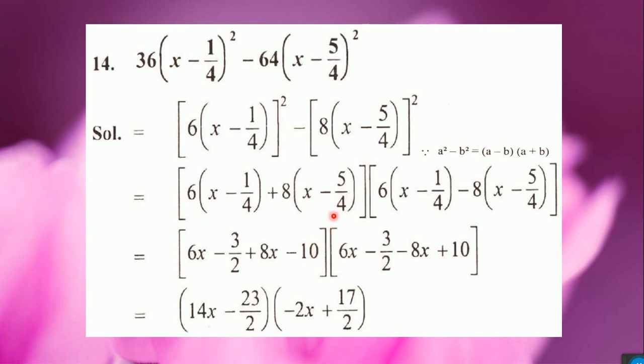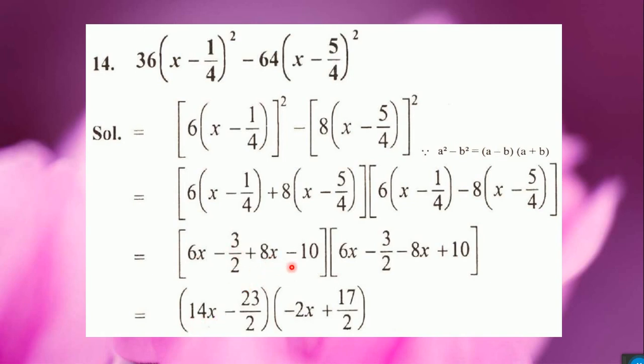After simplification, its answer is minus 10. Now 6 into x, it is 6x. 6 into minus 1/4, it is minus 3/2. And minus 8 into x, it is minus 8x. And minus into minus, it is plus. And 8 multiplied by 5/4, it is 10. Now again adding the like terms. 6x plus 8x, it is 14x.